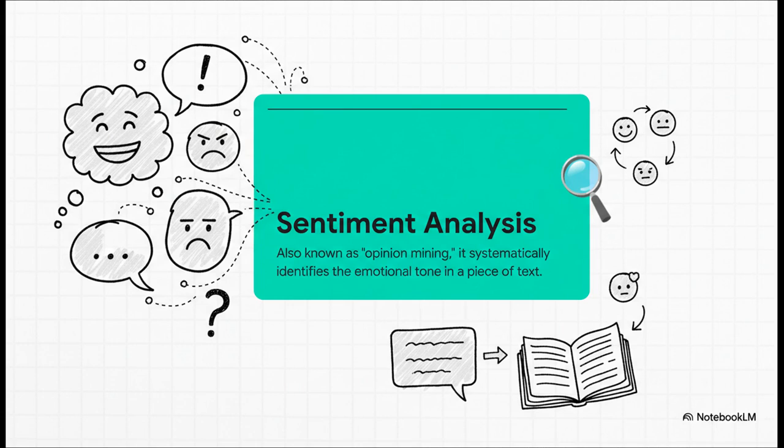Some people call it opinion mining. It uses natural language processing, which is just a fancy way of saying we're teaching computers to understand human language, to read a piece of text and figure out the emotion behind it. Is the writer happy? Are they frustrated? Or just neutral? It's all about decoding that emotional tone.